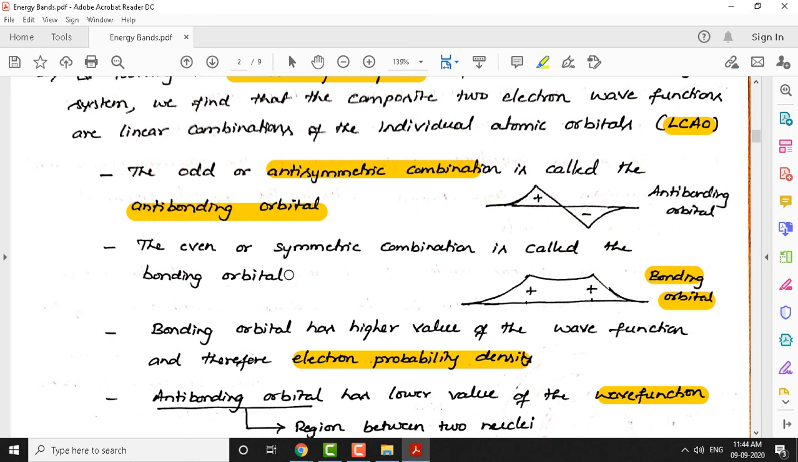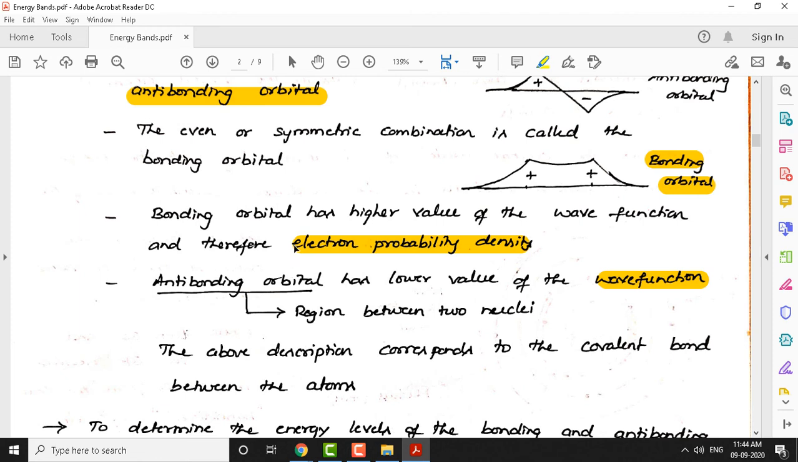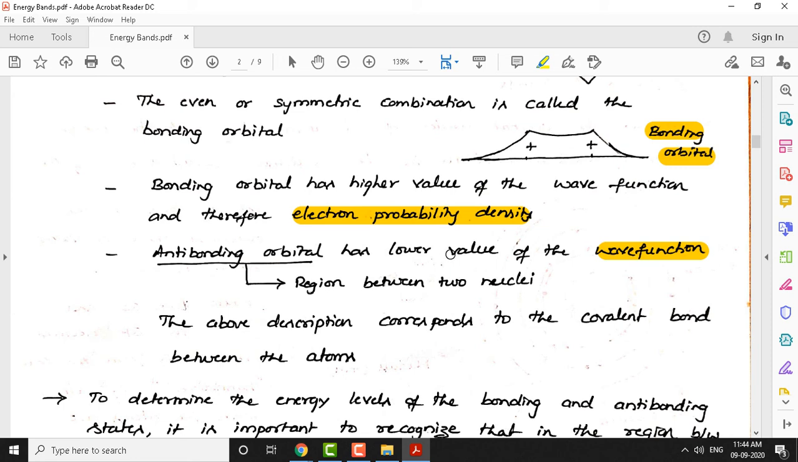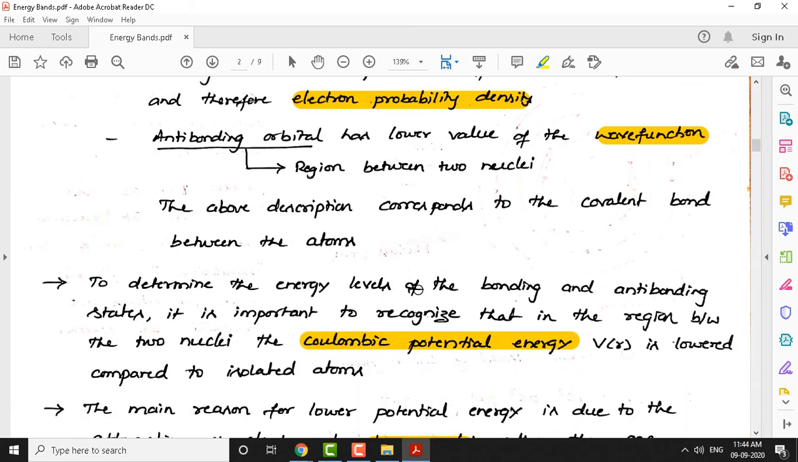Symmetric is nothing but bonding orbital, and antisymmetric is called anti-bonding orbital. This was shown in the previous diagram also. Once again, we are showing how anti-bonding orbital and bonding orbital formation takes place. Bonding orbital has a higher value of wave function, and therefore electron probability density is high. Anti-bonding orbital has a lower value of the wave function, and therefore electron probability density is very low. This is between the two nuclei. The above description corresponds to the covalent bond between the atoms.